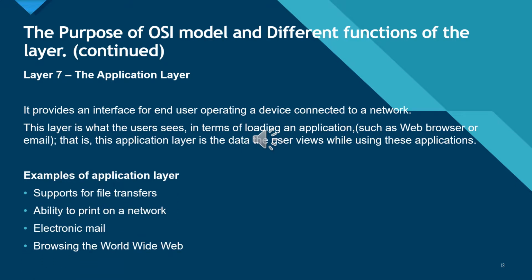The last layer is called the application layer. It provides an interface for the end user operating a device connected to a network. This layer is what the user sees in terms of loading an application such as a web browser or email. That is, this application layer is the data the user views while using the application. Examples of the application layer are support for file transfers, the ability to print on a network, electronic email, and browsing through the World Wide Web.